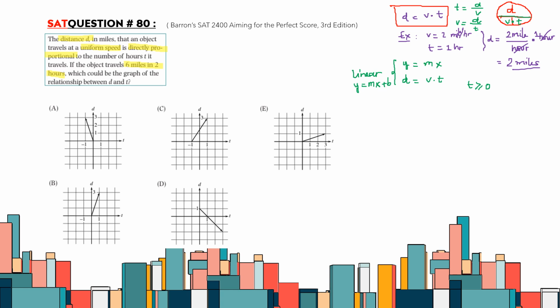If you don't see any plus b, it means this is at 0, so it starts at the origin. It means when t equals 0, d equals 0, just the same as when x equals 0, y equals 0. So the graph will start at the origin, 0, 0. If it does not start at 0, 0, what does that mean? It means you can eliminate it.